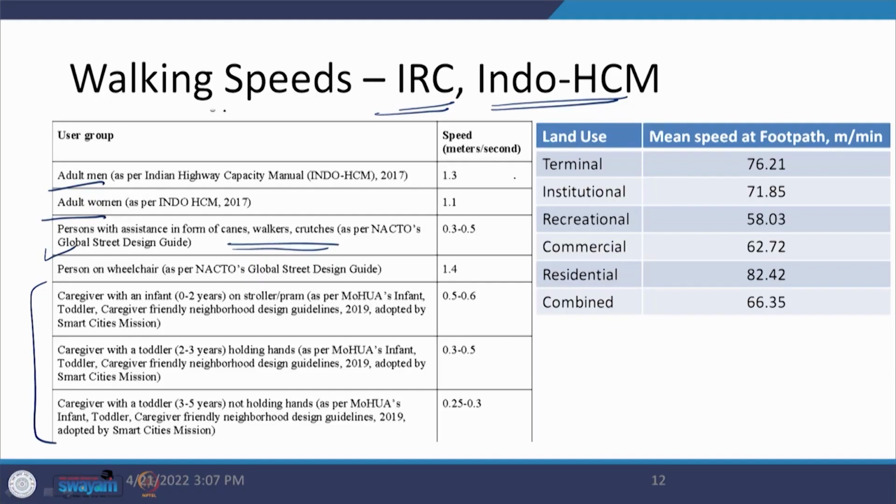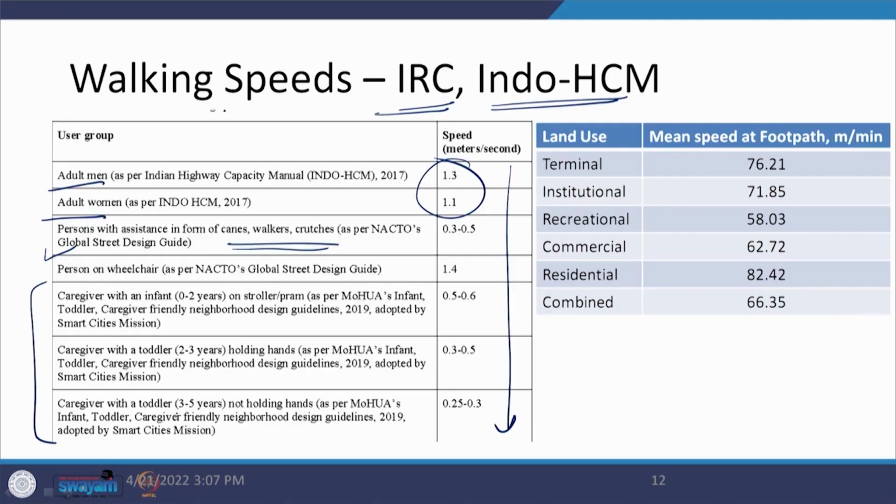So, what we found is that as the type of restrictions increases, the walking speeds are also going to be reduced. So, we can have a value of something like 1.2 meters per second if we are looking at the adult population, men and women together. But when we go to the case of those people who are having toddlers of something like 0 to 2 years, or 2 to 3, or 3 to 5 years, what we found is that it is in the range of 0.25 to 0.6 meters per second.